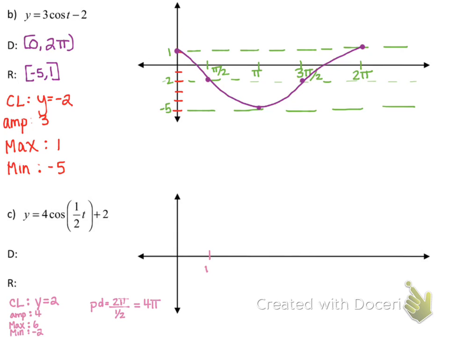So I have pi, 2 pi, 3 pi, and 4 pi. So I know I need to go up to 6. So we have 1, 2, 3, 4, 5, 6. 1, 2. Down to -2. And my center line is at 2.